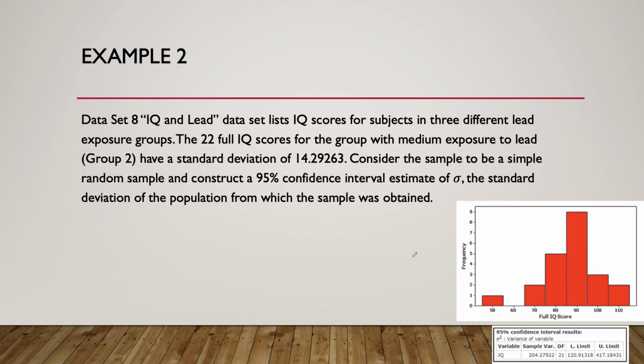So for example, data set 8, IQ and lead, lists IQ scores for subjects in 3 different lead exposure groups. The 22 full IQ scores for the group with the medium exposure to lead, group 2, have a standard deviation of 14.29263. Consider the sample to be a simple random sample and construct a 95% confidence interval estimate for the population standard deviation for which the sample was obtained.